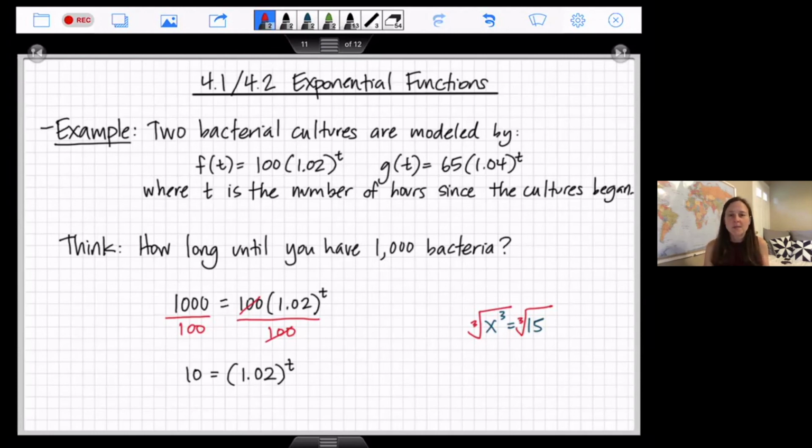So the problem is that I need a mathematical tool that we don't have just yet. And this is where logarithms are going to come in. And this is where we're going next time I see you.